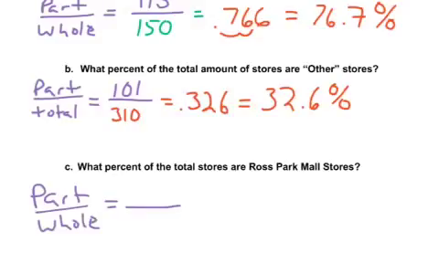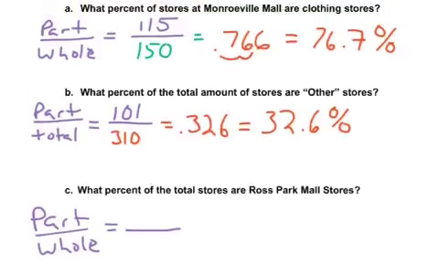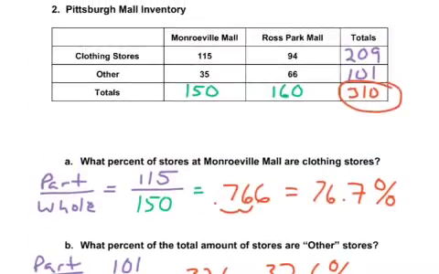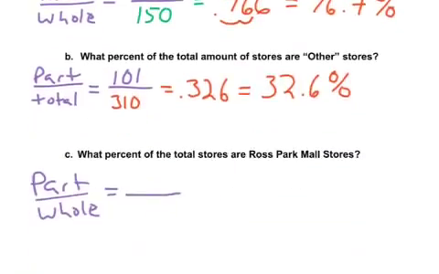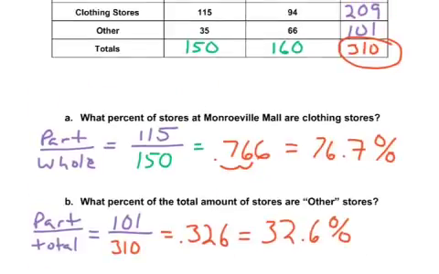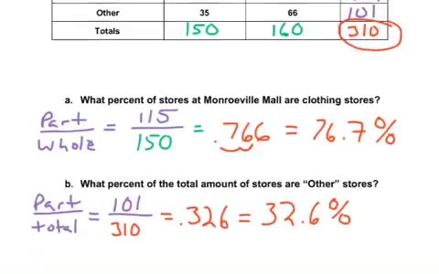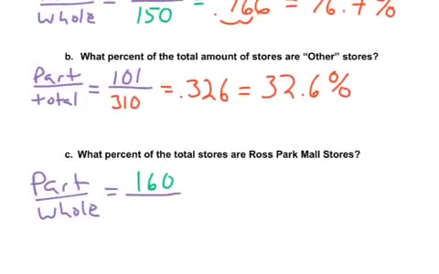So again, what is our part? Well, we need to figure out, first of all, how many Ross Park Mall stores there are. So Victoria, how many Ross Park Mall stores are there? 160. You can see that column totals 160. So let's go ahead and write that in there, 160. And now we need to figure out, well, how many total stores are there? So again, go back up to your table. And Victoria, how many total stores are there? 310. There's our magic number in the corner that tells us the total of everything. So 310 goes under whole.